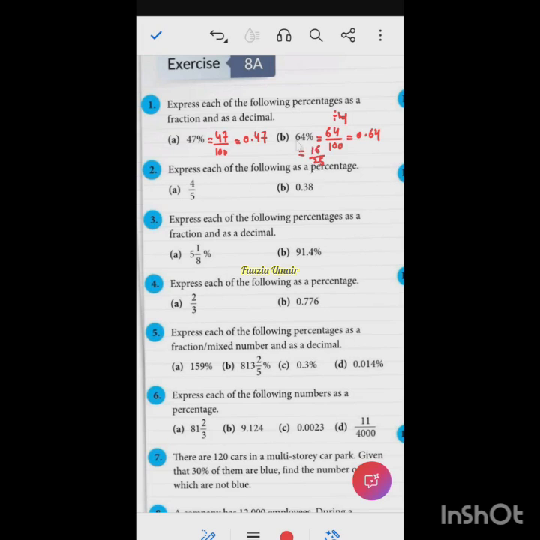This is the simplest form. 64% means 16 by 25, right? Yes. Now the second question. Now we need to convert it into percentage: 4 by 5. What does percentage mean? What denominator do we need to make? 100. So what to do with this part?